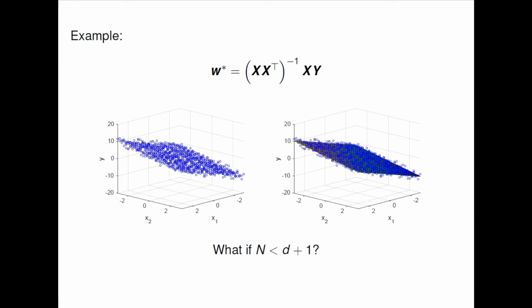Now the next question that we have is, what if the number of data points is less than the dimension of the x vector plus 1, so n is less than d plus 1? If that happens, then the solution that we saw doesn't exist because the inverse won't exist.